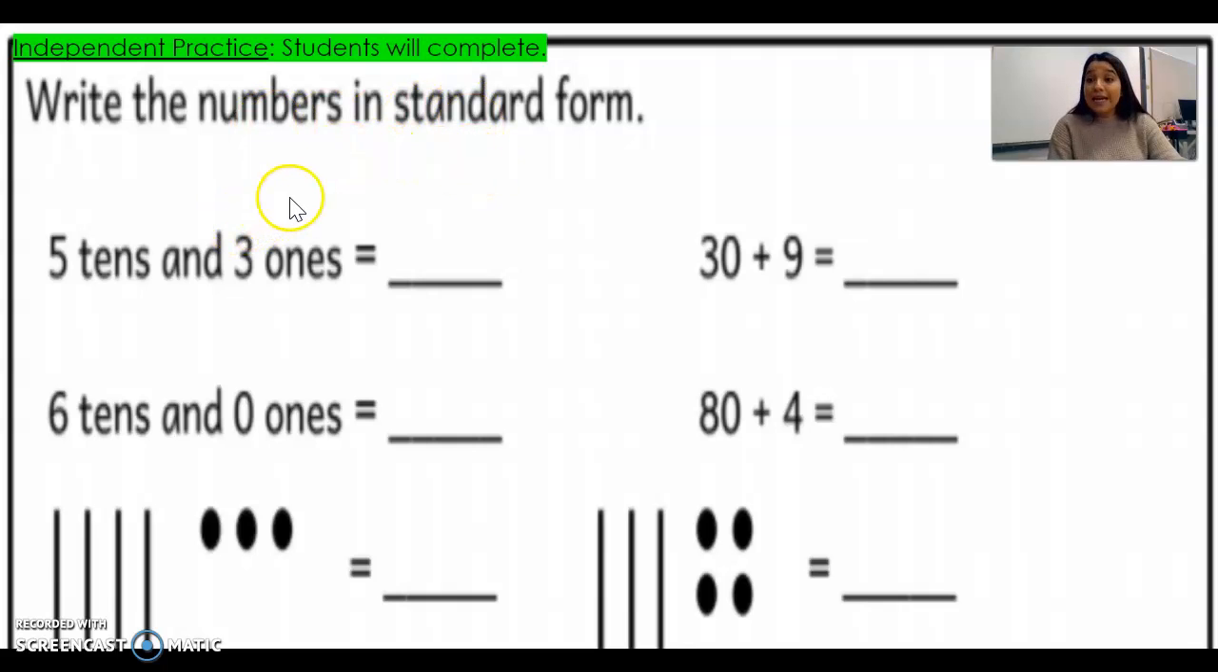So you're going to go to the next slide and you're going to look at these and write them in standard form. So 5 tens and 3 ones. What's its standard form? 6 tens and 0 ones. You're going to look at this pictorial model and this one. And then what's 30 plus 9, and what's 80 plus 4? You're going to write all of these in its standard form.